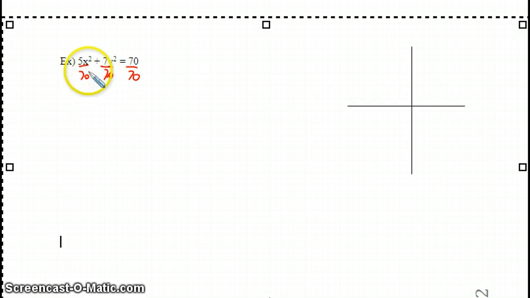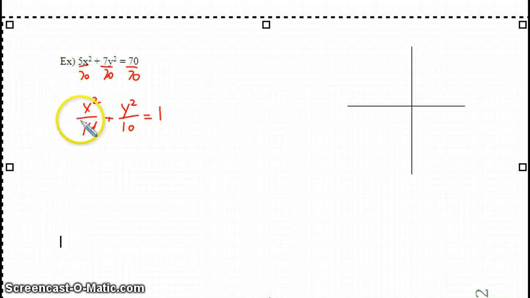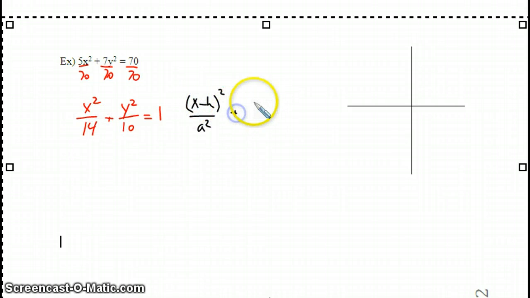So that would end up making my problem be 5 goes into 70 14 times, so it'd be x squared over 14. 7 goes into 70 10 times, so it'd be y squared over 10 equals 1. So sometimes we have to do a little bit of work to our equation to get it in the right form. So now I can see that this form is the form where it is the x minus the h quantity squared over the a squared, because a has to be the bigger one, and then plus the y minus k quantity squared over the b squared equals 1.